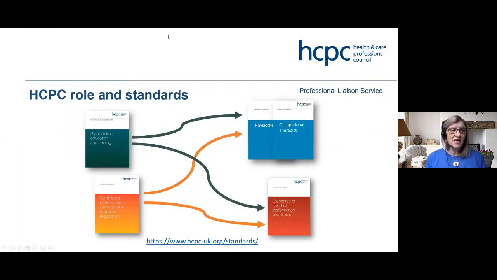So my first slide really is always a little bit about the HCP role and standards. Just a reminder that our standards are there to support you as registrants. As you know, we are at the moment updating our standards of proficiency. The consultations are closed for those, so they are being updated by our standards colleagues, but that will be really helpful.